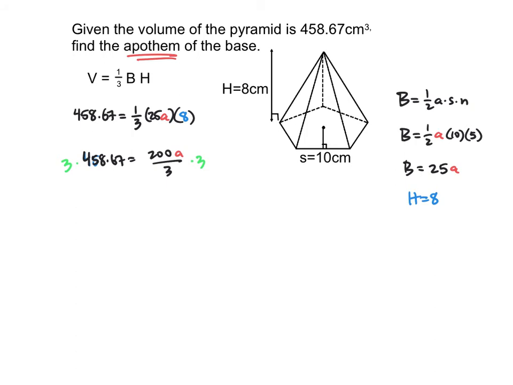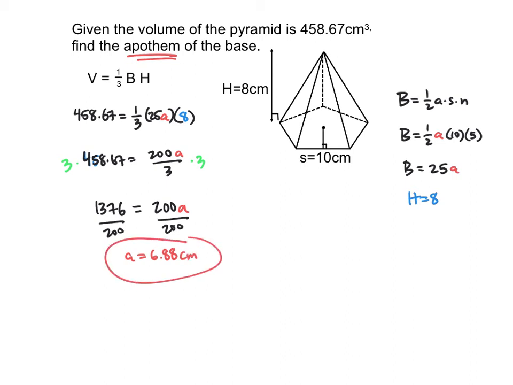But multiplying both sides by 3 gives me, on the left side, 1,376. On the right side, I get 200 times a. The next inverse operation I will do is I'll divide both sides by 200, and a ends up equaling 6.88 centimeters. That's how you find a missing length, in this case the apothem, given the volume and all the other components of the base. All right, let's do one more example.